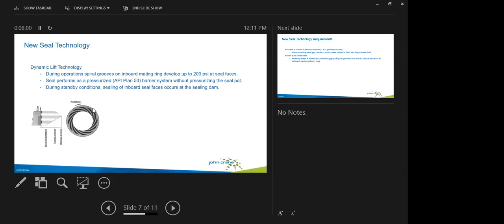And I mentioned the sealing dam. That's how the seal actually seals. When it's in a static condition, this area out here acts like a plain face seal, and it provides sealing during the standby conditions. Any questions on how the spiral groove, the dynamic lift works?